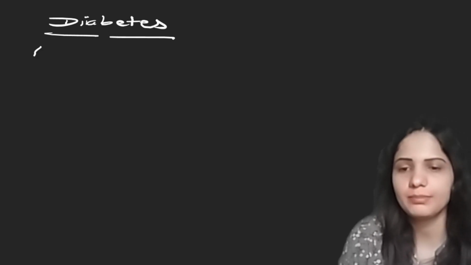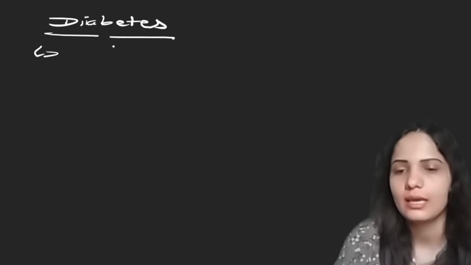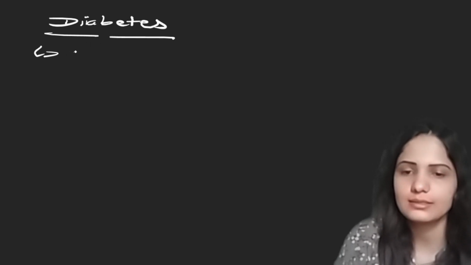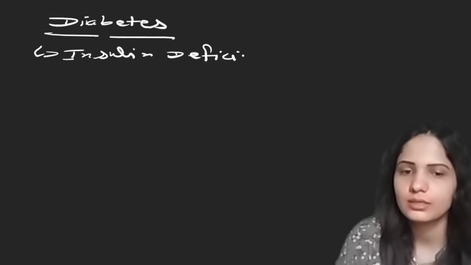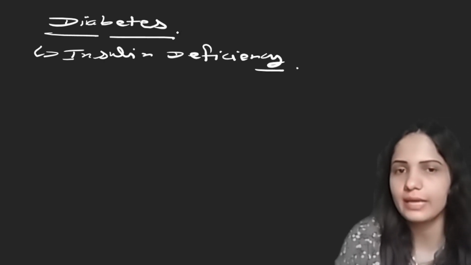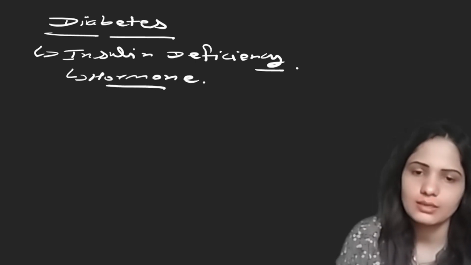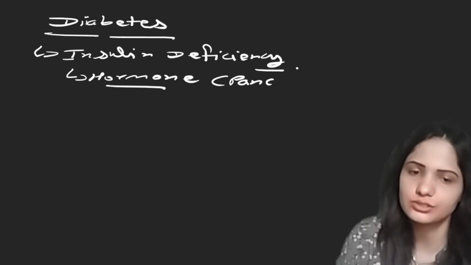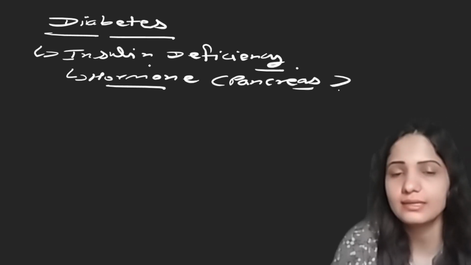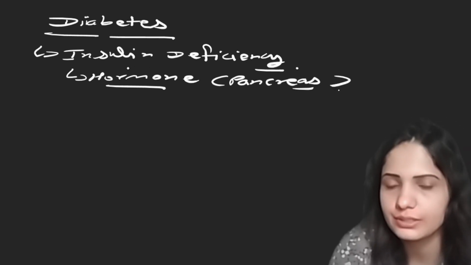Diabetic condition, diabetes, the logic behind diabetes. If a person is diabetic, that means that person is suffering from the disease diabetes. This is the disease which happens due to insulin deficiency. Now you know the function of insulin, and that insulin is the hormone secreted by the pancreas. Now, if there is deficiency of insulin, what will happen?